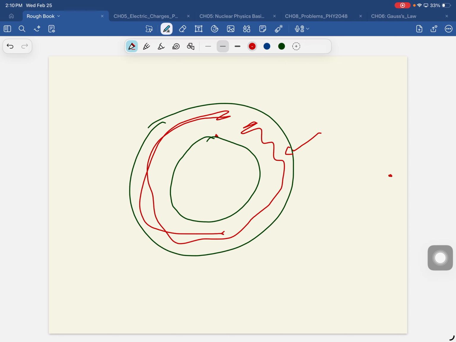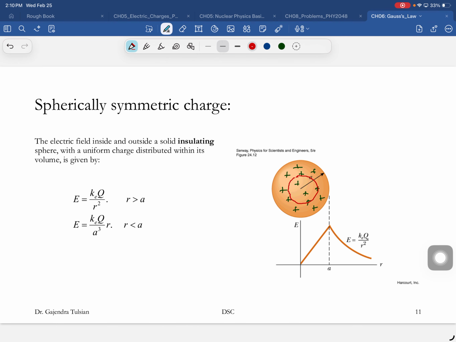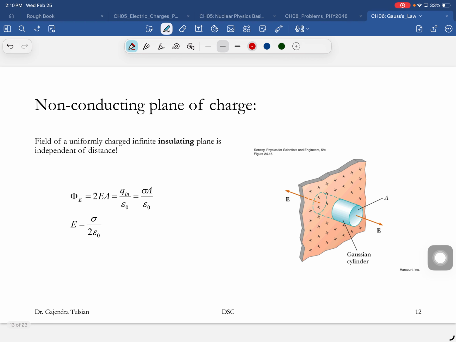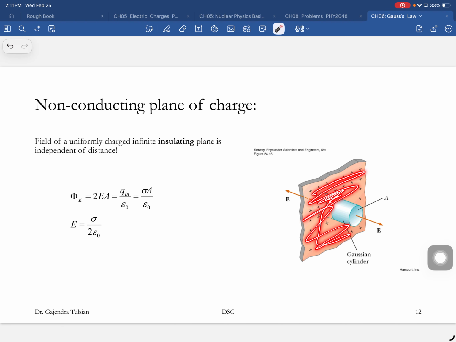So again, 2 times E times area equals sigma times area over epsilon naught. So from an infinite sheet of charge of uniform density, the electric field is this. Here's the neat thing about it: there's no distance information. So the electric field at this point has the same strength as this point, and the same strength in the neighboring galaxy.